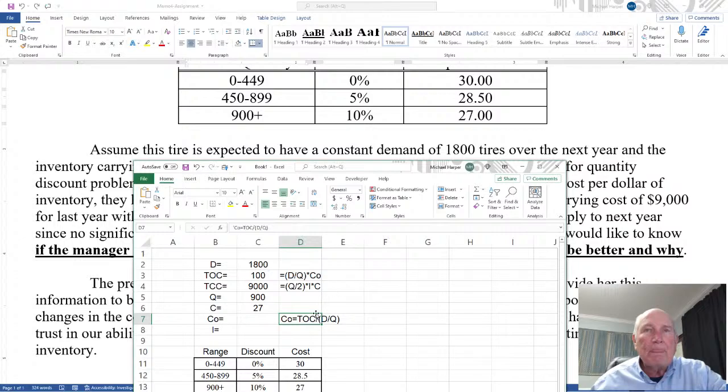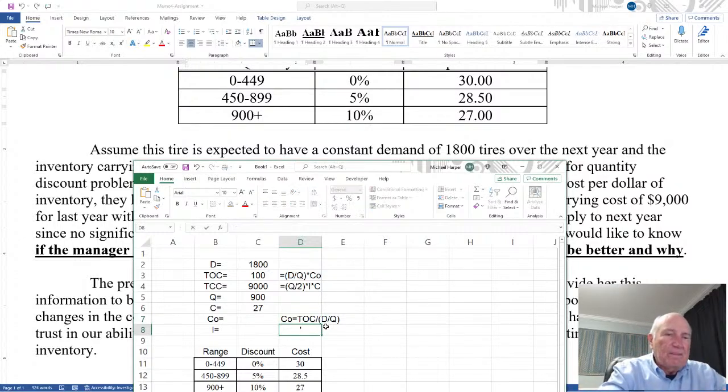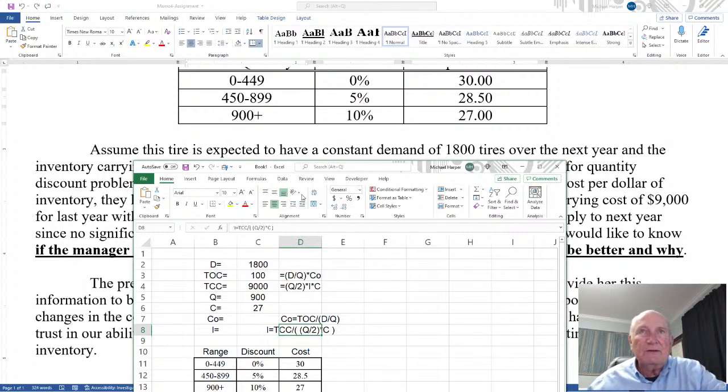There we go. And then C sub C, the I here. I will equal, we'll solve for I here. That's TCC divided by Q over 2 times C. Again, there's our equations.